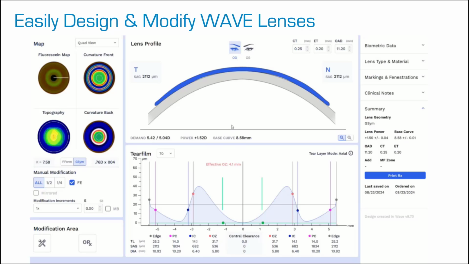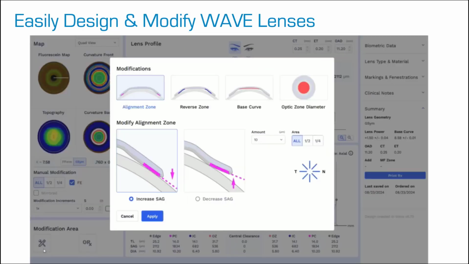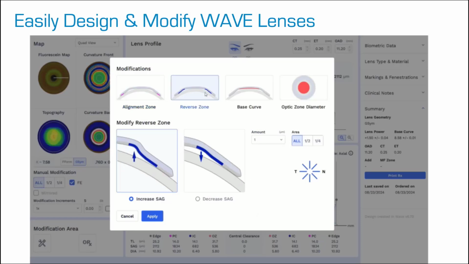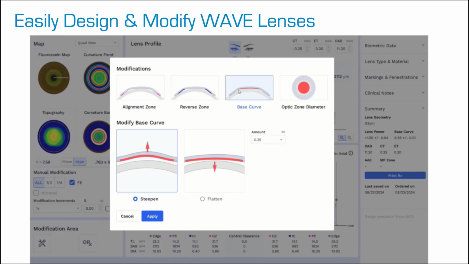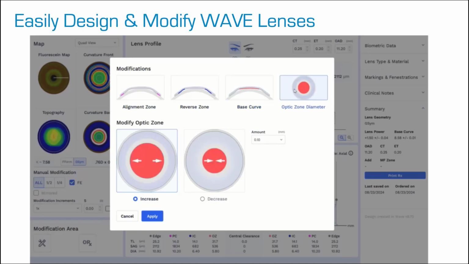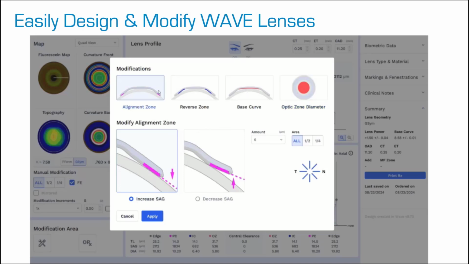All right, so let's say you've seen your patient back and you need to make some changes. You'll want to pull up their most recent lens design. Once you have that pulled up on your screen, you can go ahead and navigate down to that bottom left-hand side, the modification area. And here we can make changes to the alignment zone. You can decrease or increase that sag. Same with the reverse zone. We can modify the base curve. And then, of course, we can increase or decrease that optic zone diameter.